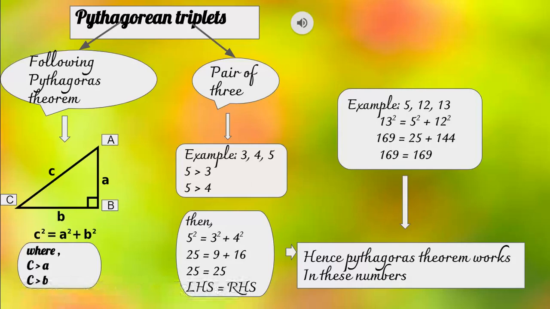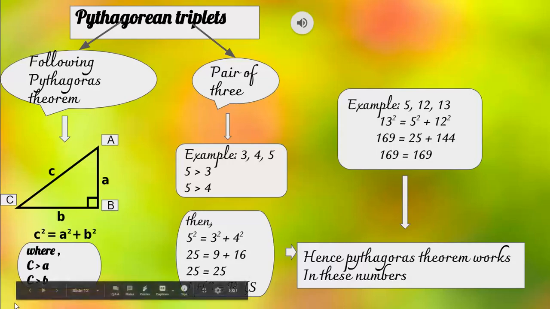So the moment we see that 5, 12 and 13 form a Pythagorean triplet, these three can form the sides of a right angled triangle. That is, the hypotenuse is 13, one side, the base, is 12, and the perpendicular side is 5. So they can form a right angled triangle. I hope you understood the relationship between Pythagorean triplets and the Pythagoras theorem. Okay.